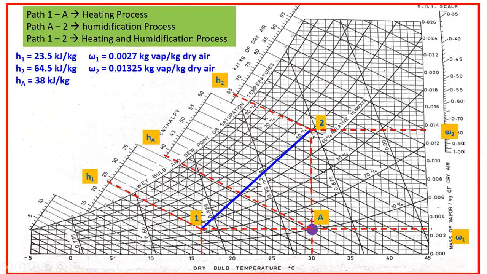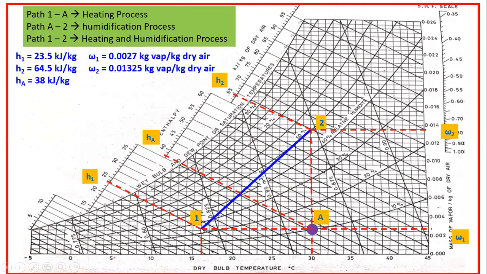Then go to point 2, again mark the value, and find the values of H2 and omega 2. To find the H2 value, go along this diagonal line. Where you find the H2 value, this is 64 and 65, so in between, you'll get 64.5. Next, for the omega 2 value, go horizontally. The omega 2 value is 0.001325.